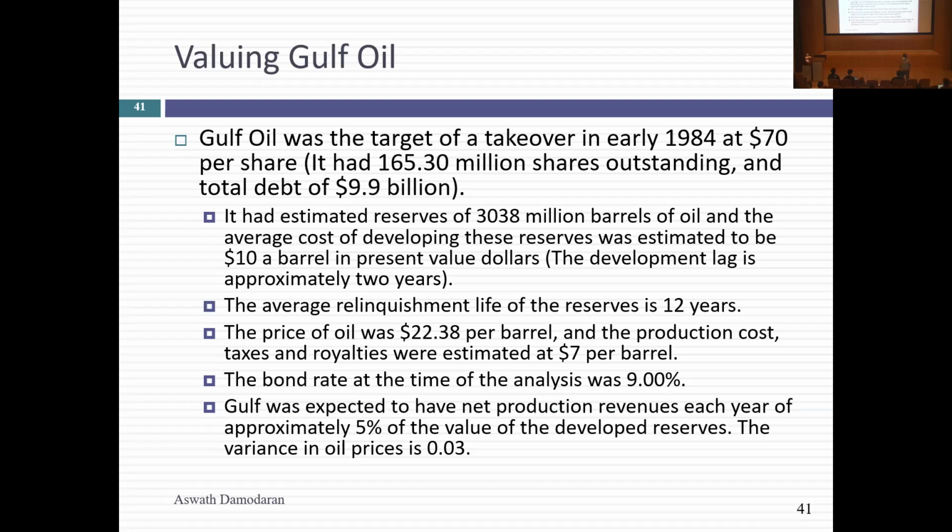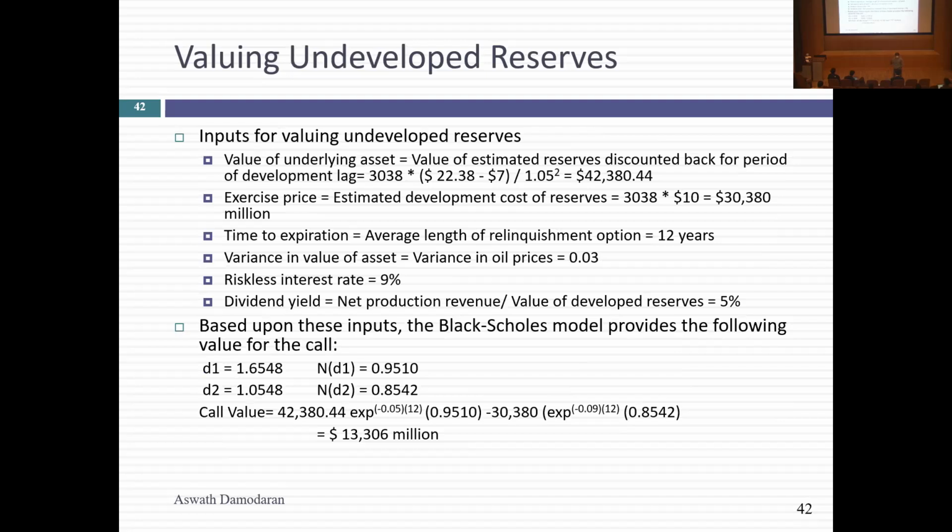The risk-free rate then was 9%. That was actually the US T-bond rate in 1982. Now, different time, different era, but it reflects the higher inflation and the higher interest rates of that period. And finally, if Gulf Oil decides to develop these reserves, the cash flows they will get each year from developing the reserves will be about 5% of the barrel. Why? Because you have to stagger production. You can't produce all the oil right away. It's going to be 5%. So let's see how this plays out. Oh, and one more thing, the variance in oil prices is 0.03.